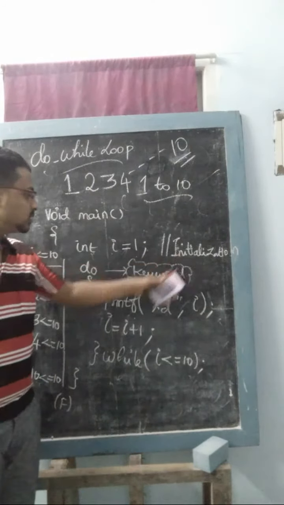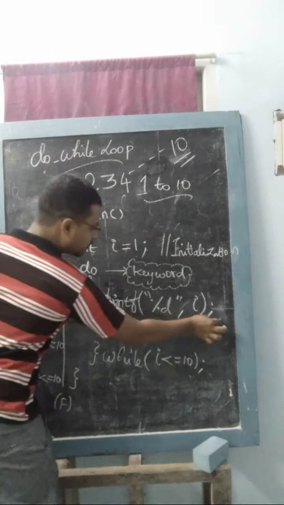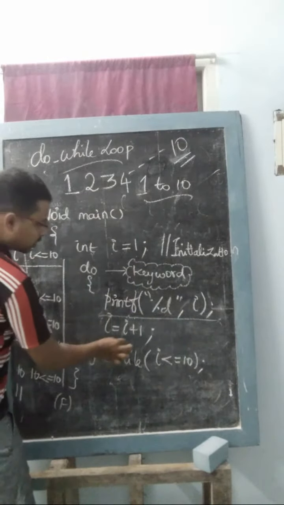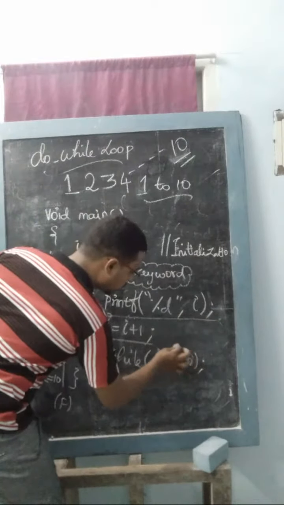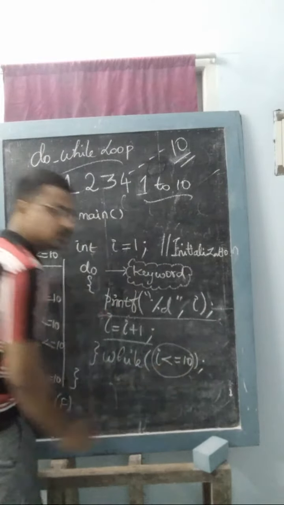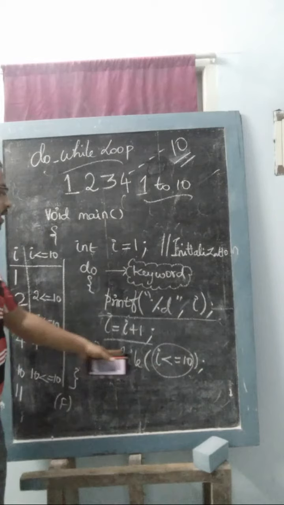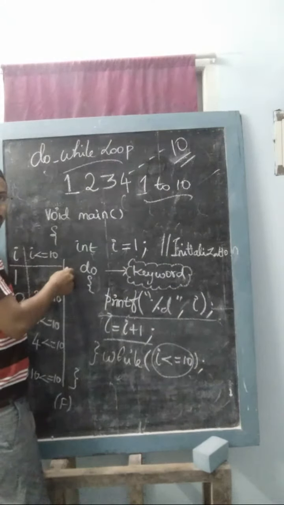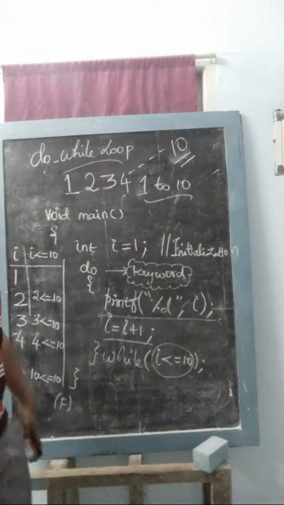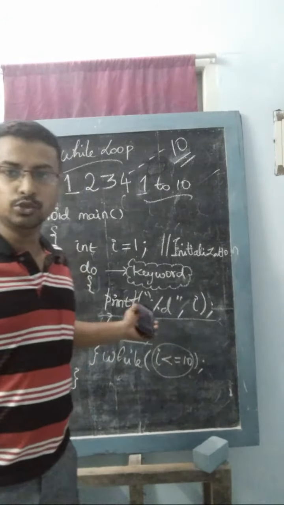So here this is the initialization. In the printf statement and I is equal to I plus 1, this is the increment, and I less than or equal to 10, that is the condition. We got it done? Now you just note it down. Do is a keyword. It is a new keyword. We haven't studied it before.